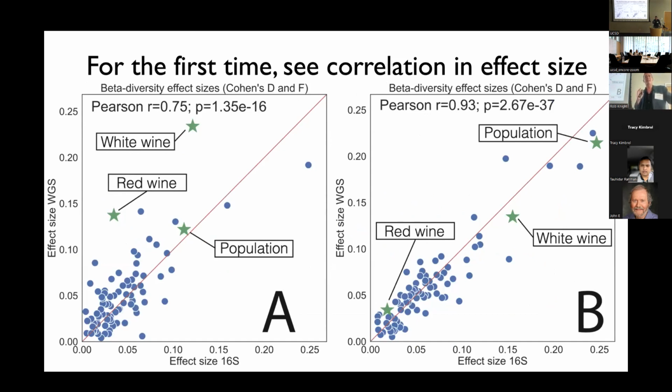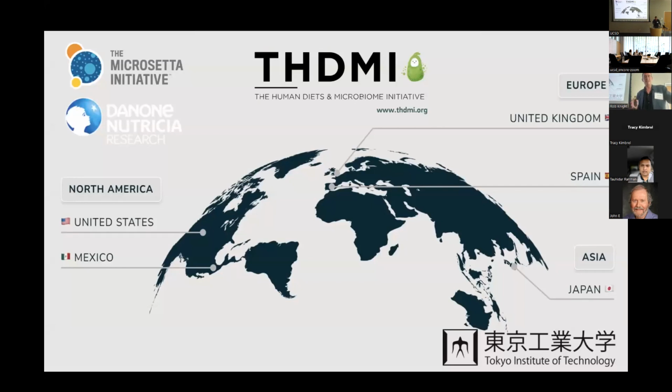So essentially what we can see is no matter which technology we used, we get the same size effect of the same variable, like how much white wine you drank, for example, which has a large effect, what population you're in in this particular cohort, which has a smaller effect. And then there's a lot of things that don't really matter for your microbiome, which have no effect in both cohorts. And I should say that this came from THDMI, which is a collaboration that we're doing with Danone through CMI.